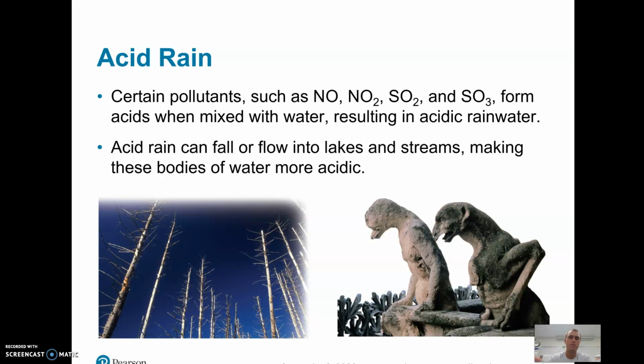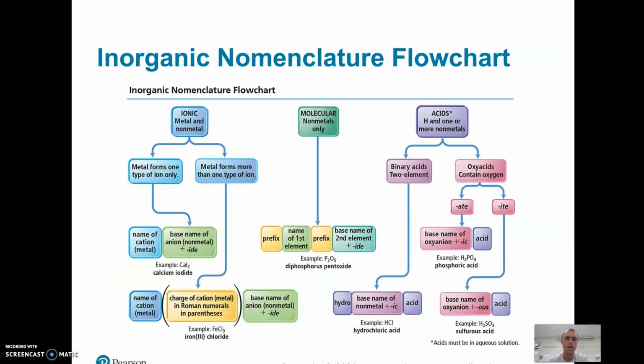A little bit about acid rain. Certain gas pollutants like nitrogen monoxide, nitrogen dioxide, sulfur dioxide, and sulfur trioxide can form acids when they get mixed in with water or water vapor in the air, which results in acid rain. And acid rain is obviously not a good thing.